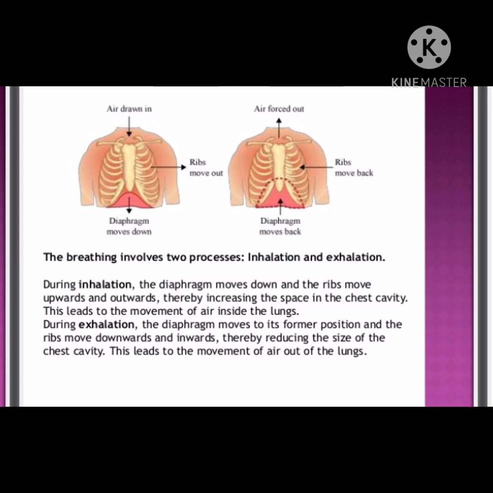Then what is happening during exhalation? During exhalation, the ribs move down and inwards. The diaphragm moves up to its former position. Usually or normally the diaphragm is arch shaped.